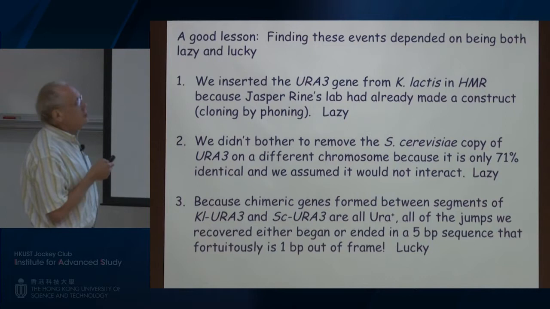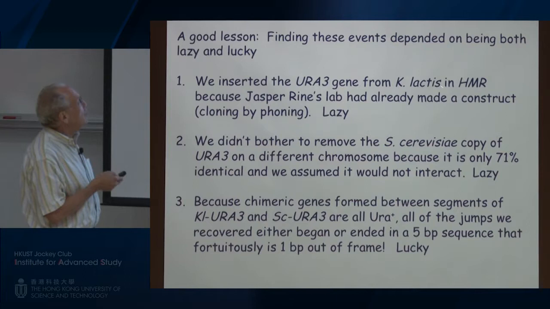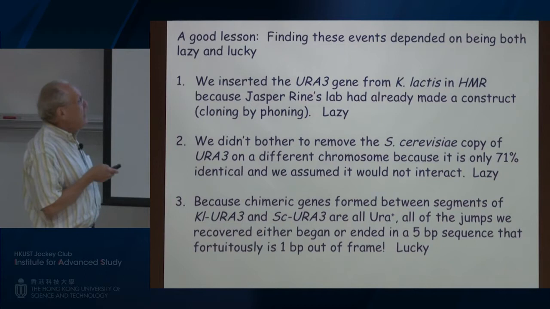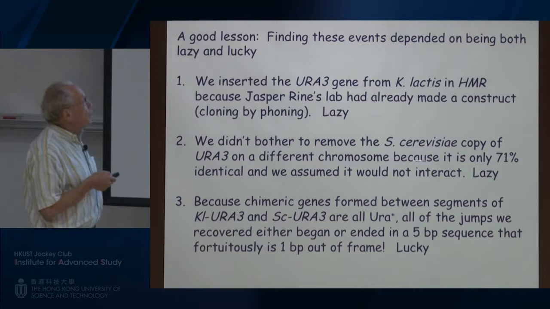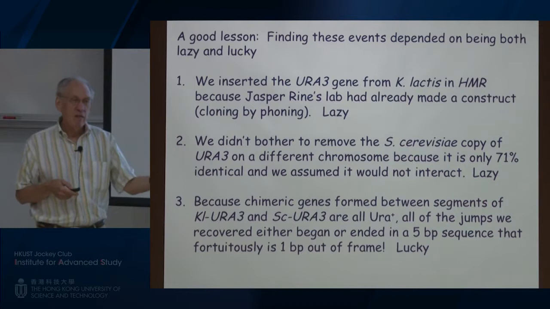Finding these events required us to be both lazy and lucky. Why lazy? Because we called up Jasper Rine's lab, because he had already put the URA3 gene from lactis in the HMR locus, which is what we wanted to do, so why would we bother doing it again? We called Jasper, we cloned by phone, as this is called, and he sent us the sequence, and we used it. So that was lazy. And we also knew that the cerevisiae had a copy, an inactive copy of the URA3 gene that's only 71% identical, and we didn't delete it. And we didn't delete it because we figured it wouldn't be involved. So that was lazy, or arrogant, or something.